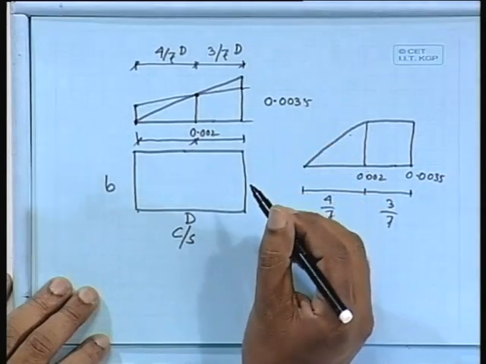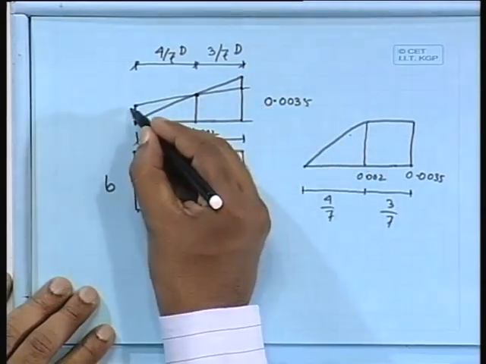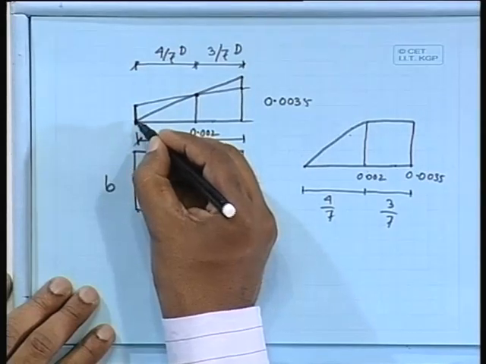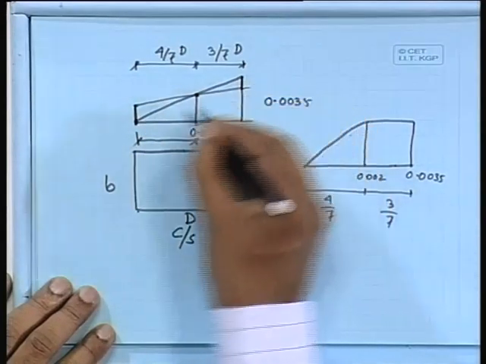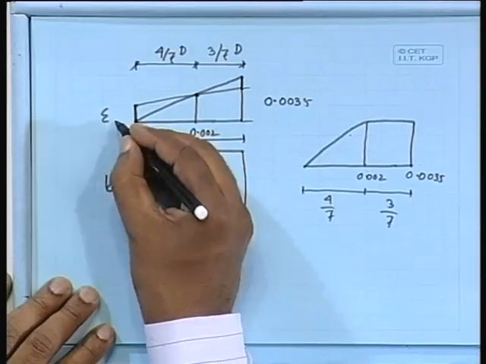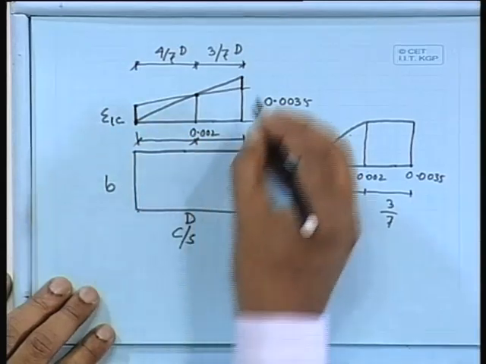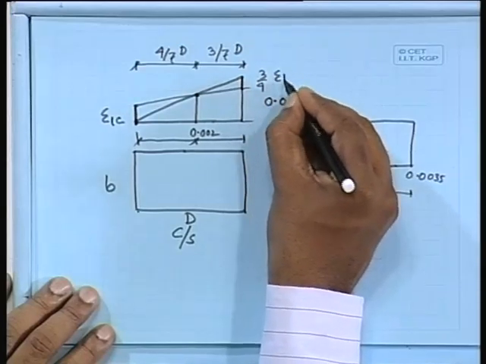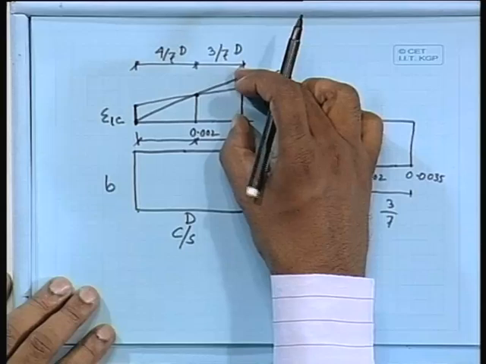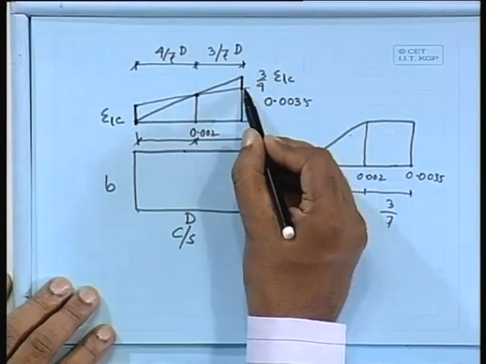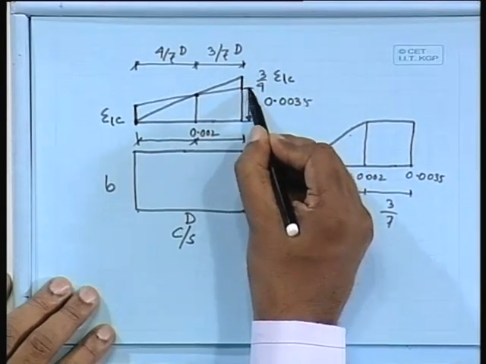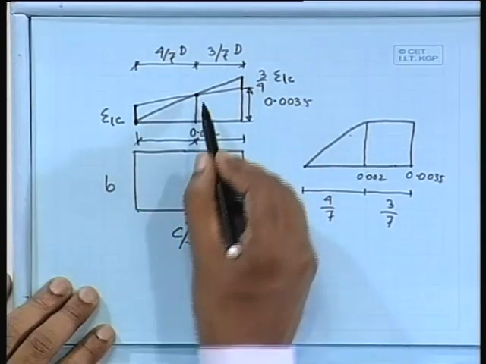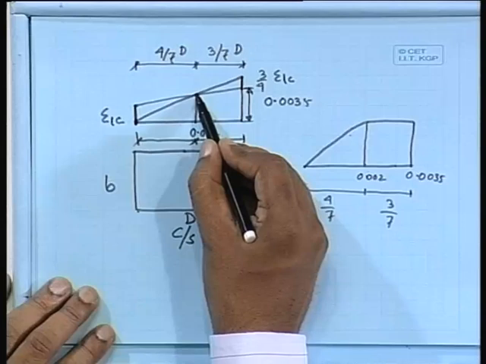So, we can find out, if I know this value, then I can find out this one, which is nothing but, let us say, epsilon least compression, and this one will be equal to 3/4 of epsilon LC. So 0.0035 minus this one will give me the strain here. This is the strain which I am interested to find out. So I can get 0.0035 minus this one. So that means it is pivoted about this point.